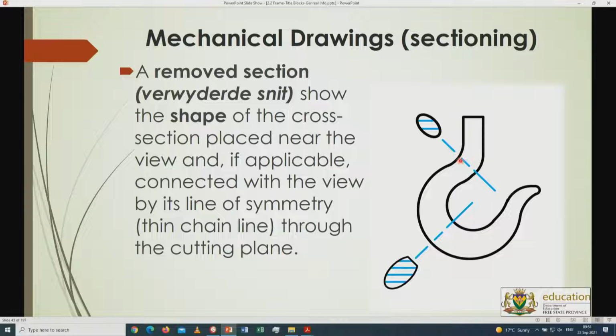It means that this portion has been removed. Can you see there's no detail at the back, or there's no detail at the back over here also been drawn in, and that's why it is a removed section. Also applicable for the question paper that we have to answer.